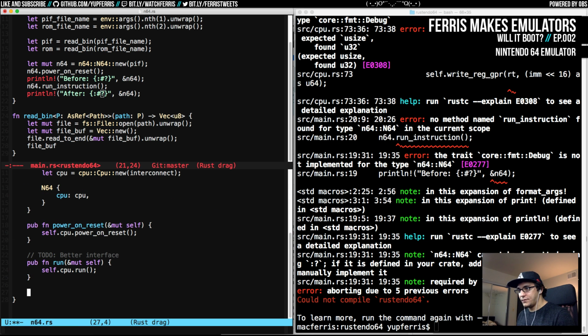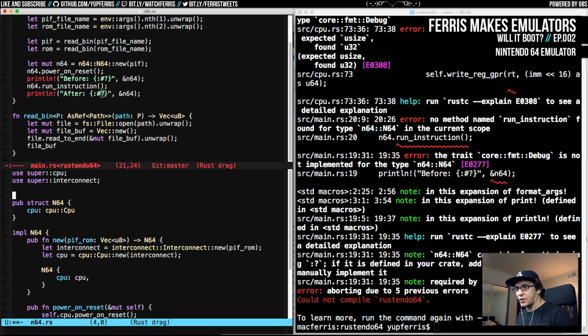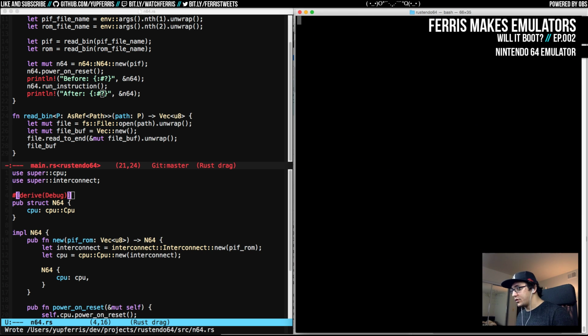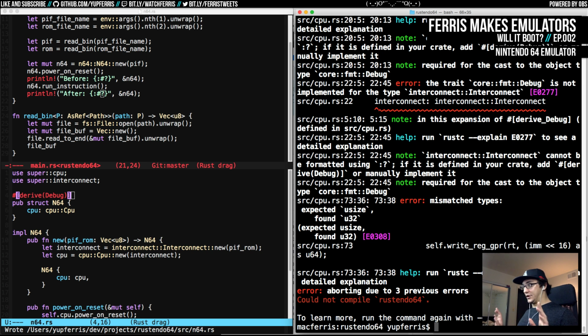Yeah, we'll just do that here. Fn run_instruction, &mut self. Self.cpu.run_instruction. And we'll do that debug thing here while we're at it. Derive Debug, so we'll be able to print this thing. Sorry if I'm going a bit fast at this point. I just am so excited about getting this ready.